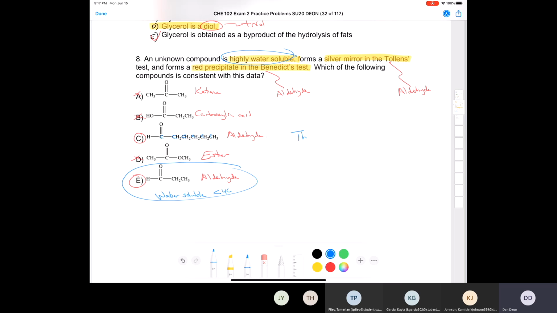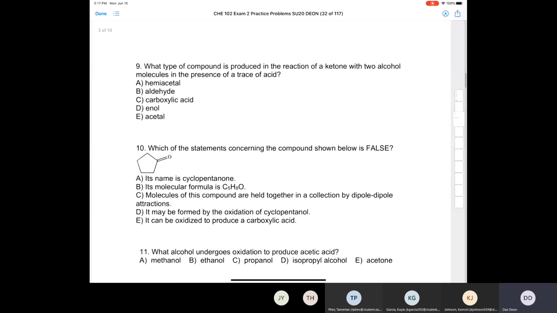So the longer the chain, the less water soluble it will be. All right, so the smaller aldehyde is going to be more water soluble.